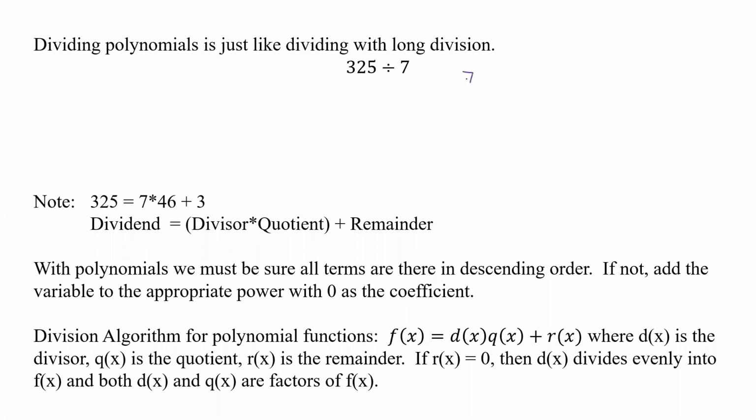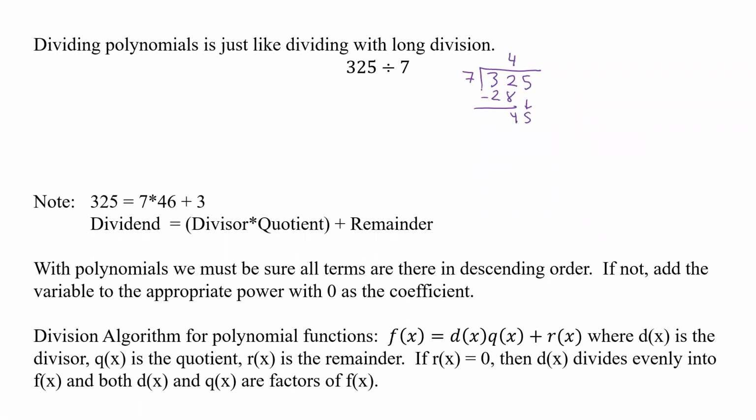Well, we have 7 goes into 325, and we're not going to have any decimals. We're going to use remainders and things like that. So how many times does 7 go into 32? Well, if we do 4 times, that'll give us 28. Subtract that, we get 4.